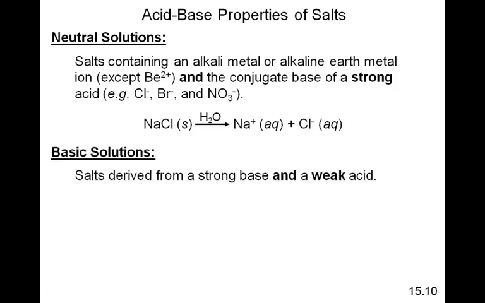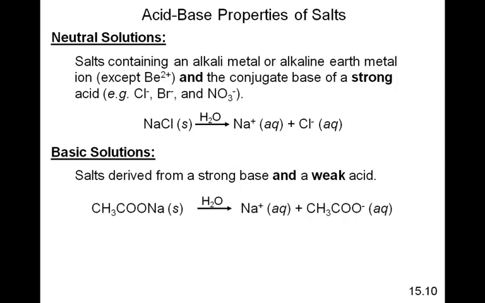Basic solutions. Salts derived from a strong base and a weak acid, such as CH3COONa. When this salt is dissolved in water, or is produced, let's say, from an acid-base neutralization reaction, this solution should be basic. The Na+, our cation, we have to check and see if it has any acidic characteristics. Well, it's an alkali metal, which means it's a group 1 metal, therefore we can consider it to have 0 acid characteristics. Let's take a look at our anion here.